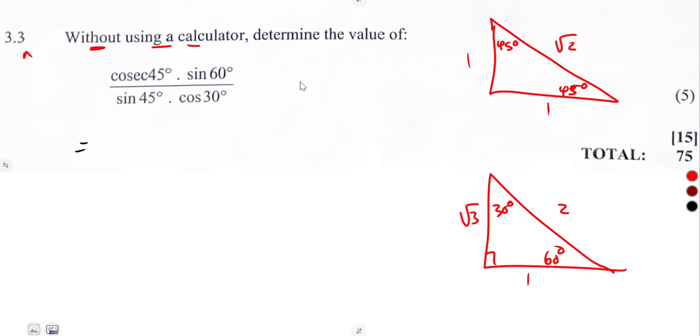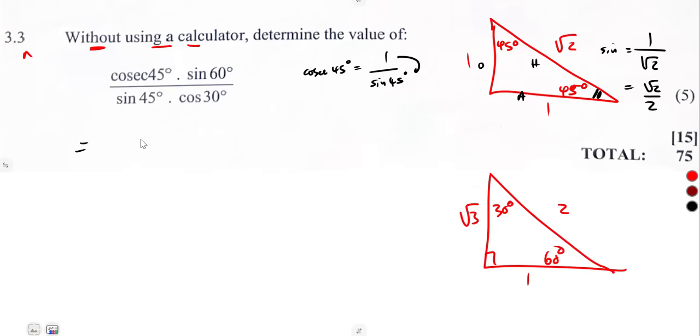So cosec 45. Remember cosec, it's 1 over sine. Cosec 45 is going to be 1 over sine 45 degrees. But what is the sine of 45 degrees? All right, opposite, hypotenuse, adjacent. The sine of 45 degrees is opposite over hypotenuse, 1 over square root of 2. Remember, by rationalizing, it's going to give us square root of 2 over 2. So when I want 1 over sine 45, it means 1 over the sine of 45, which is square root of 2 over 2. This is what you have.